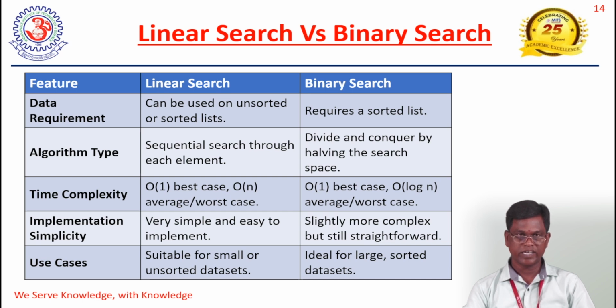And coming to another feature, implementation simplicity. Linear search is very simple and easy to implement, whereas binary search is slightly more complex, but it is a more efficient and straightforward approach. Coming to use cases, linear search is suitable for small and unsorted data sets, and binary search is suitable for large and sorted data sets.